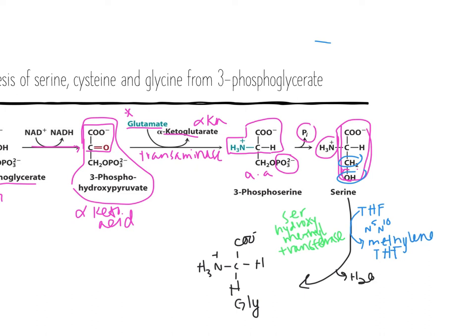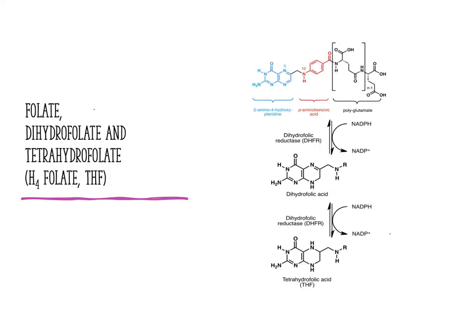Okay, so we've just met a new coenzyme, which means we're going to meet a new vitamin. Tetrahydrofolate, abbreviated as THF, also has another abbreviation, H4 folate, which also stands for tetrahydrofolate. I always use THF. I just wanted you to be aware that you could also see it as H4 folate. Tetrahydrofolate is derived from a vitamin. So you have to eat vitamin B9, which is also called folate or folic acid.